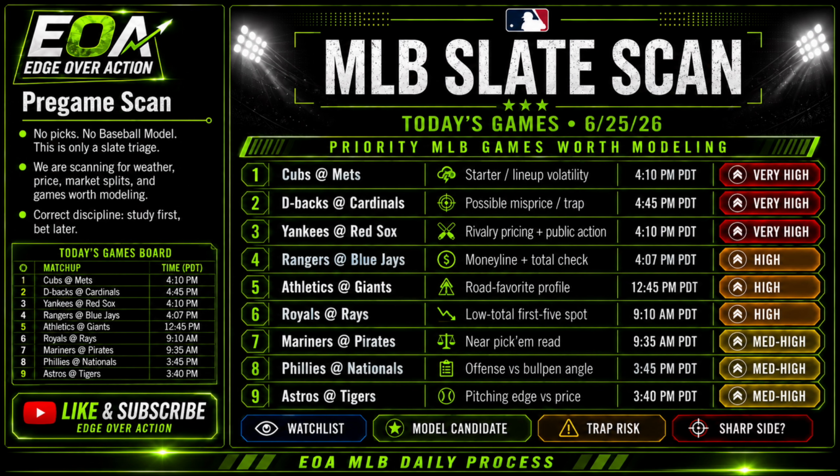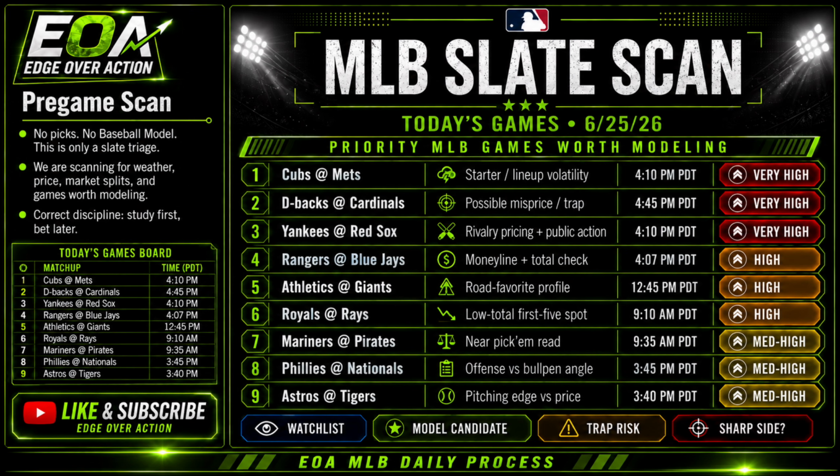Next game, we got Diamondbacks at Cardinals. Zac Gallen's name still carries respect, but the current form is not ace level. The question is whether the market downgrade is fair or just too aggressive.